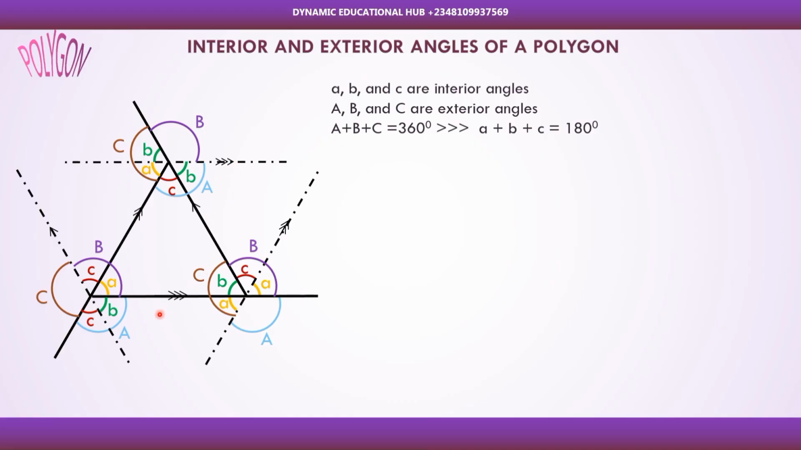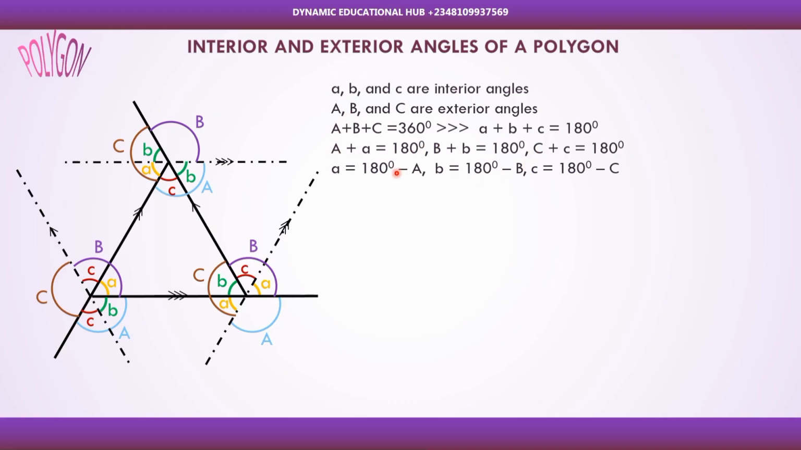Now let's look at this straight line here for A. You can see that this capital letter A, which happens to be B plus C, when you add it with this small letter A here, you get 180 degrees, which is what? Sum of interior and exterior, you get 180. So let's write all this expression. We can see that exterior plus interior is 180, exterior plus interior is 180 here.